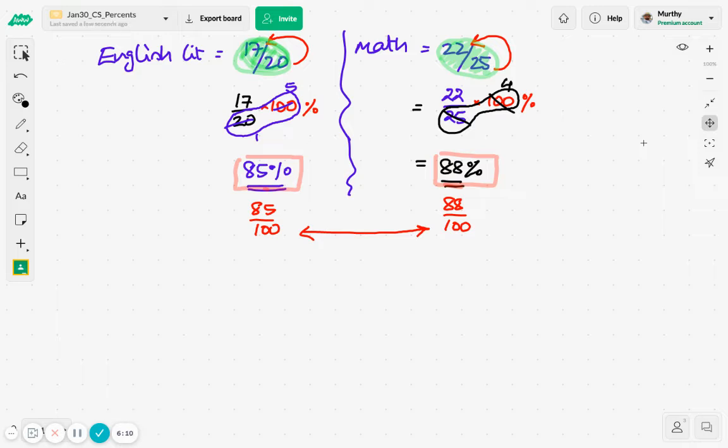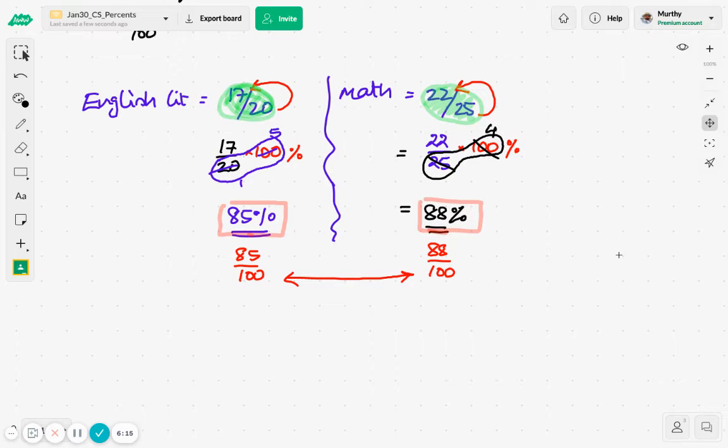But in my first case, if you are asked to compare 17 over 20 and 22 over 25, then which is larger, we can't say, because the denominators are different. Okay, does it make sense?